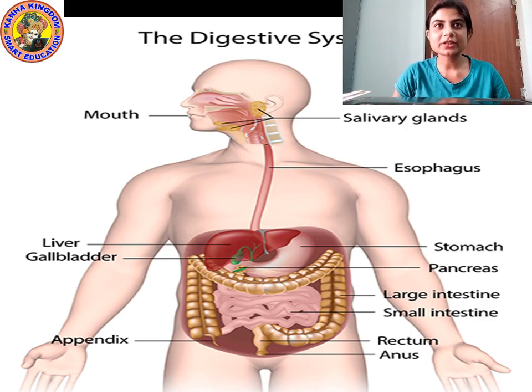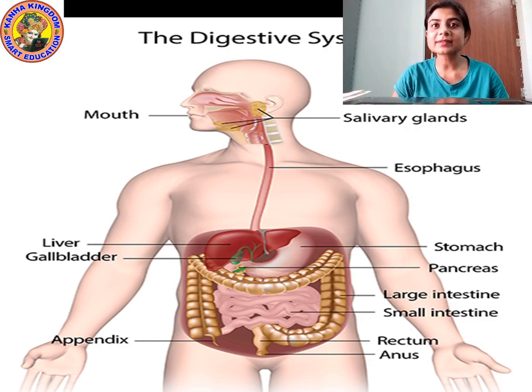So students, can you see the picture of the digestive system? The first is the mouth. Then come the salivary glands. What are salivary glands? The watery substance that you have inside your mouth is called saliva, and this saliva is secreted by the salivary glands, which are situated in your neck portion, inside your mouth.